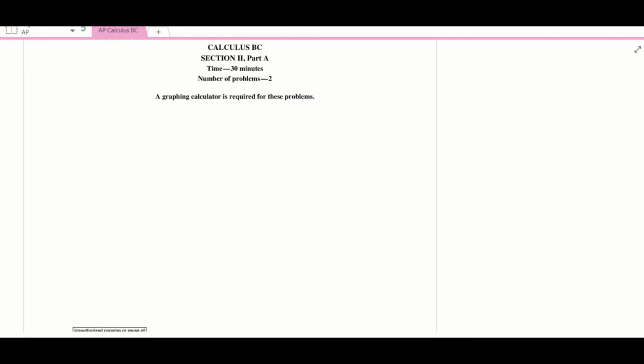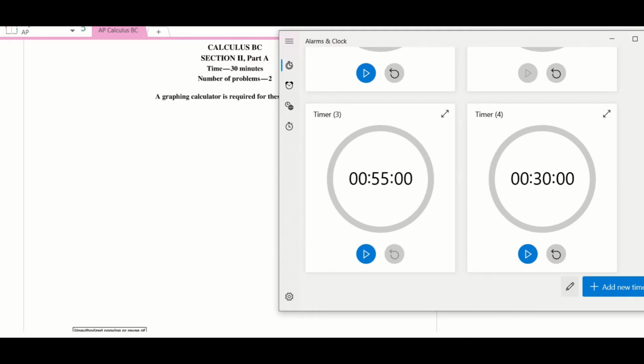There's only 2 problems, and you have 30 minutes, but there are sub-problems per problem. So you want to manage your time. That's what I'm trying to say. You don't know how many before going into the test, but you still want to manage it well. So I'm setting a timer for 30 minutes, and let's get started.